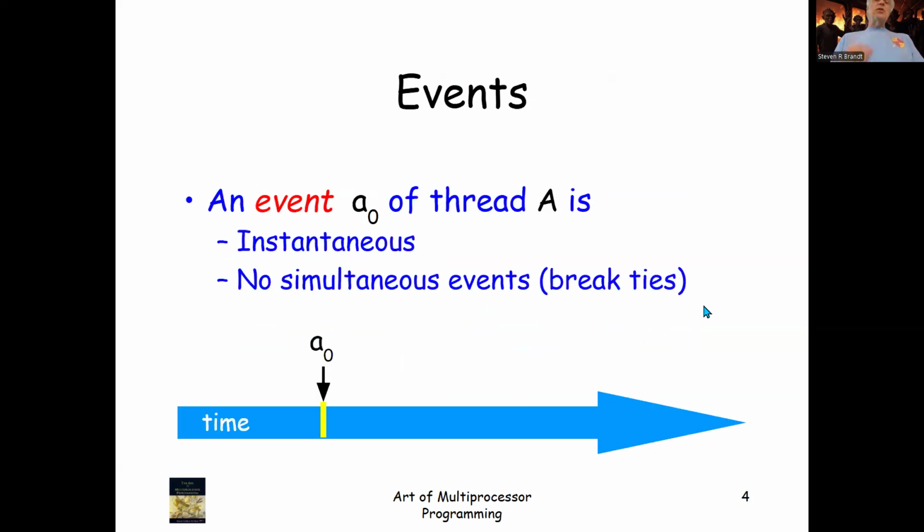So what we're going to do is come up with these pictures, and we have an event. An event is instantaneous. It takes like 0 time. It's just one infinitesimal point in time. And there can be no simultaneous events, because they're all at exactly some time.